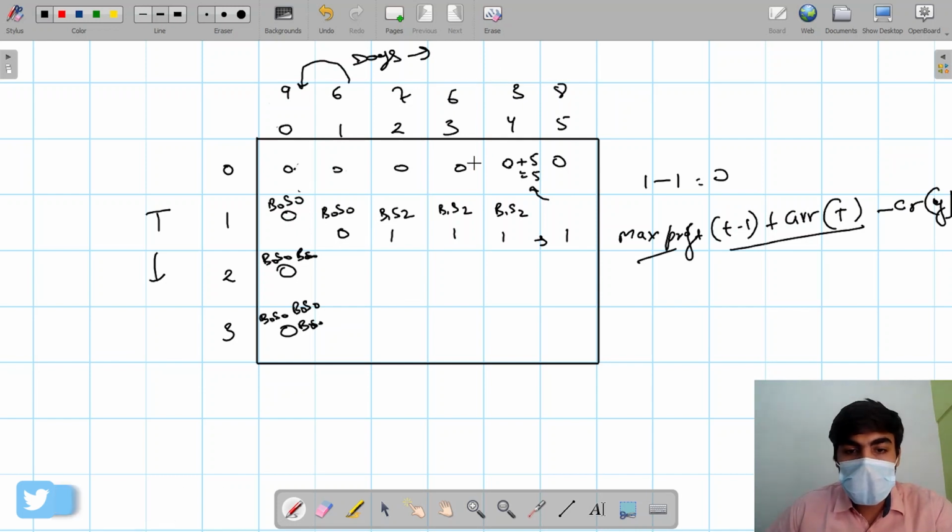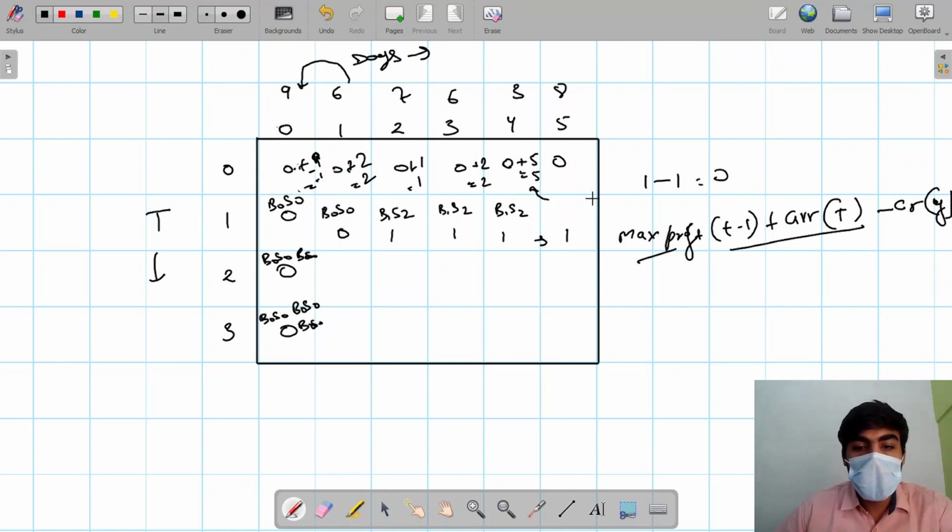8 minus 6, we get 2. 0 plus 2, 2. 8 minus 7, we get 1. 0 plus 1, 1. 8 minus 6, we get 2. 0 plus 2, 2. 8 minus 9, we get minus 1. 0 plus minus 1, minus 1. So out of these, which one is greater?